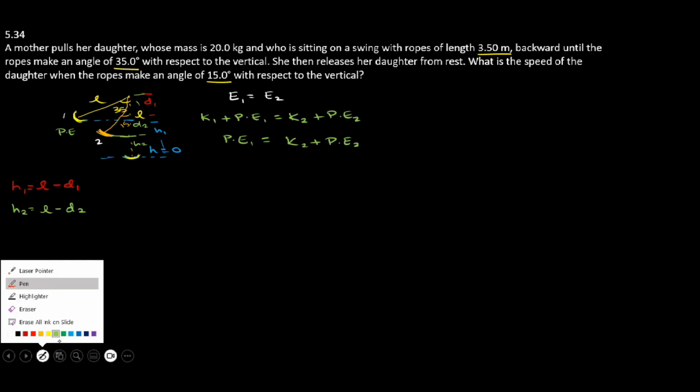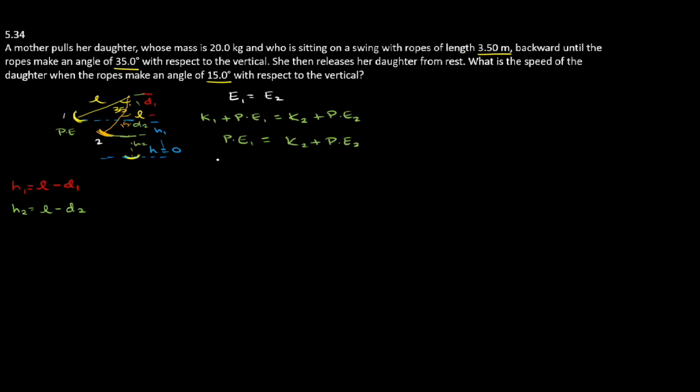Now let's substitute for their rules. We know that potential energy is given as mgh. Since it is for point 1, I'm going to write it as mgh1. Kinetic energy is half mv squared. This is for point 2. And potential energy at point 2 will be mgh2.